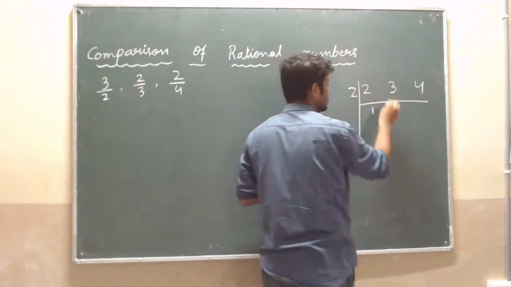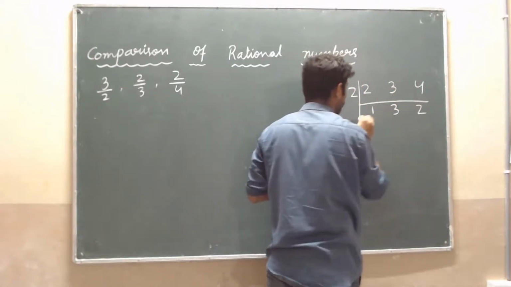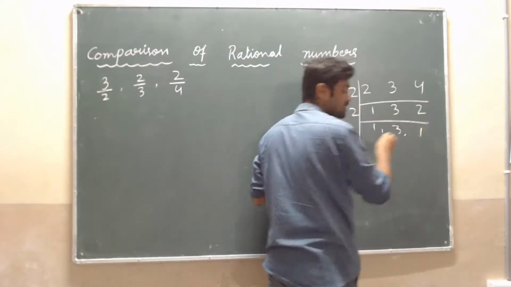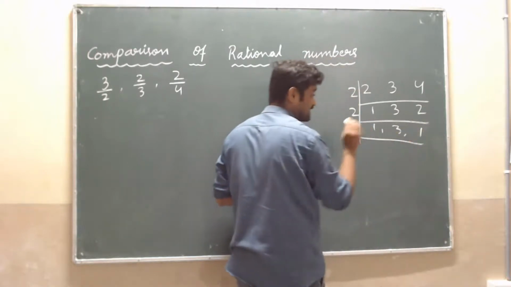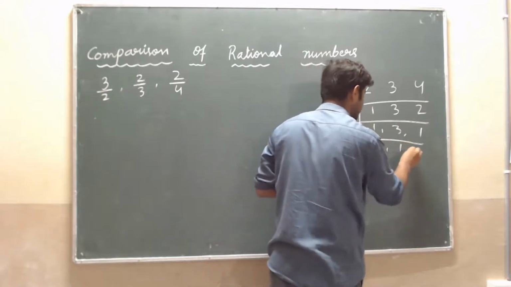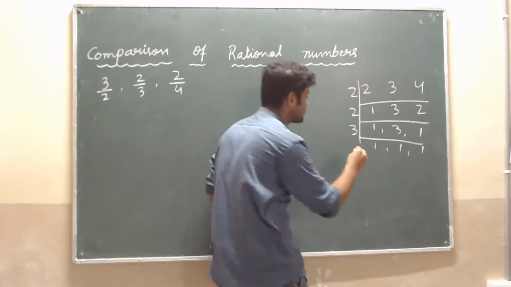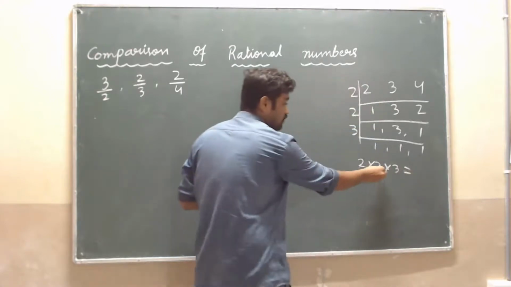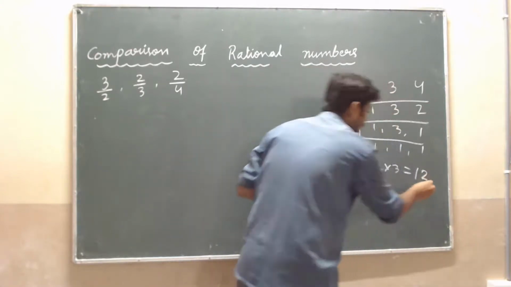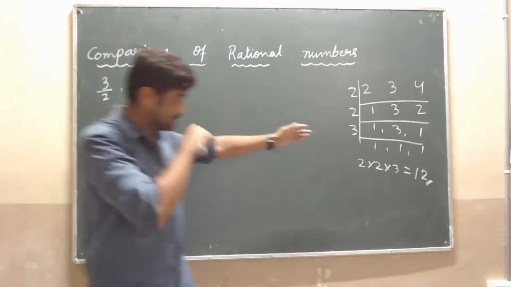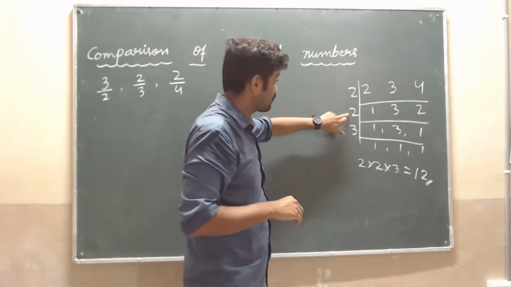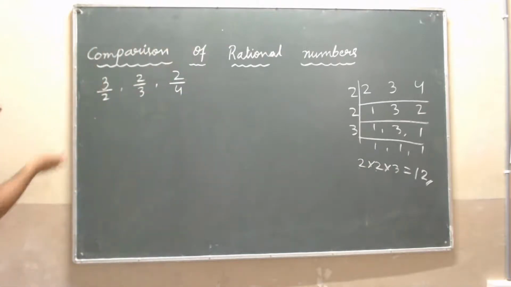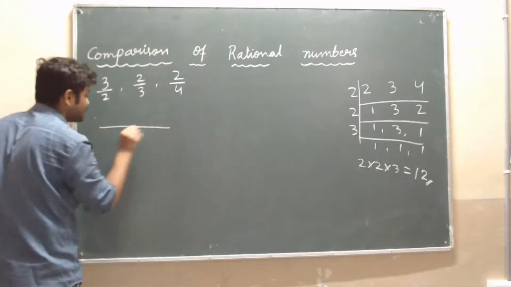2 ones are 2, as usual 3 is 3, and 2 twos are 4. And again I will take with 2, 1 is there, 3 is there, and 2 ones are 2. Again here 3 is there, 3 ones are 3. Here we will get 2 into 2 into 3. What is the LCM? 2 twos are 4, 4 threes are 12. LCM is 12.